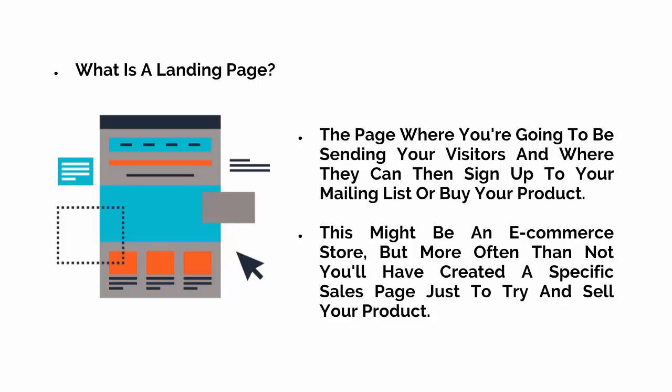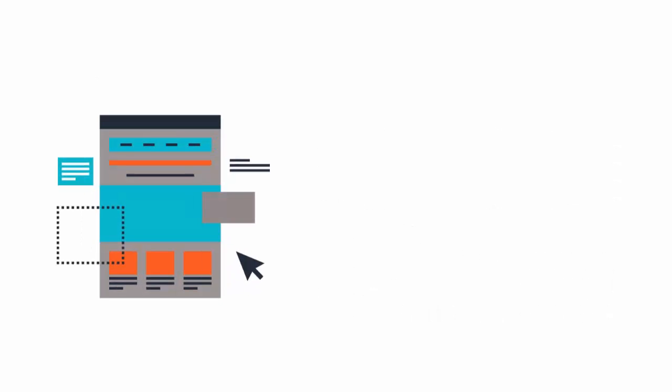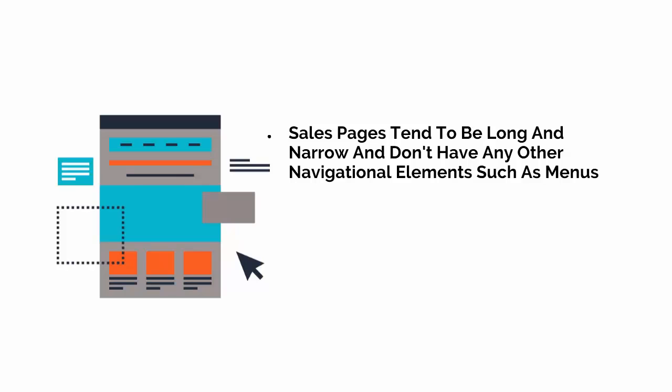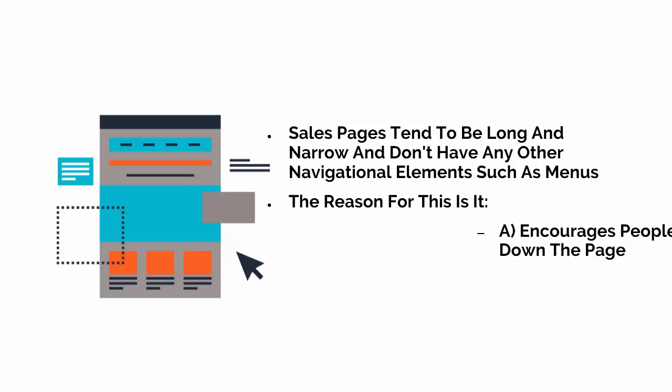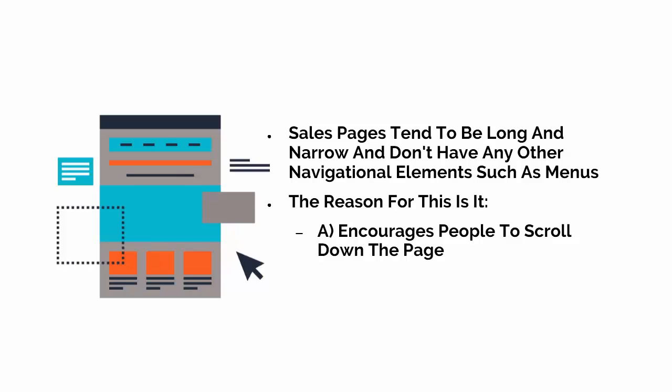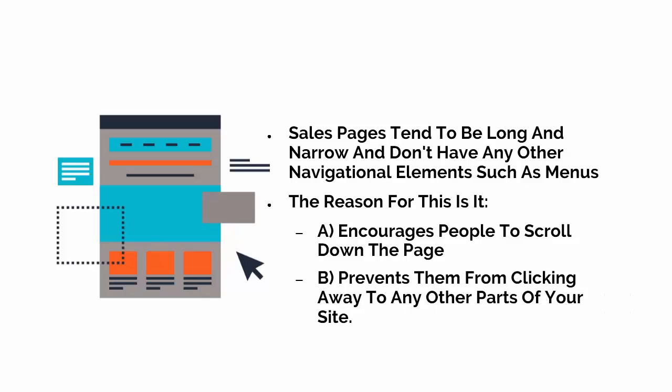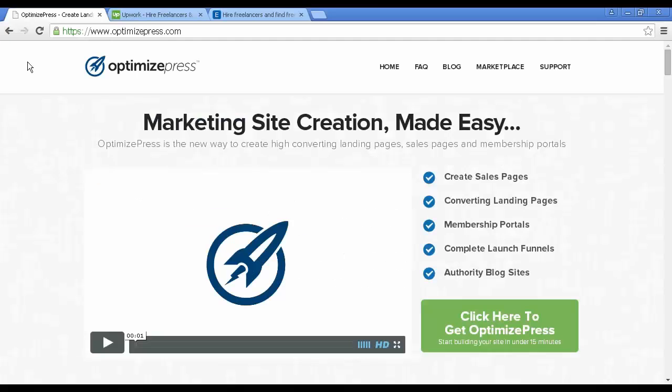You'll likely have encountered these before on your own travels around the web and may have noted some common themes. For starters, sales pages tend to be long and narrow, and they don't have any other navigational elements such as menus. The reason for this is that it A. encourages people to scroll down the page, which actually makes them feel more committed to buying, and B. prevents them from clicking away to any other parts of your site.